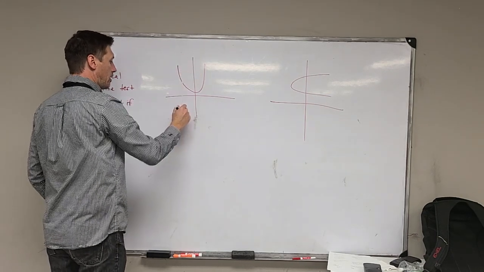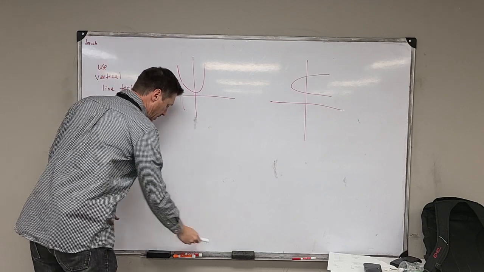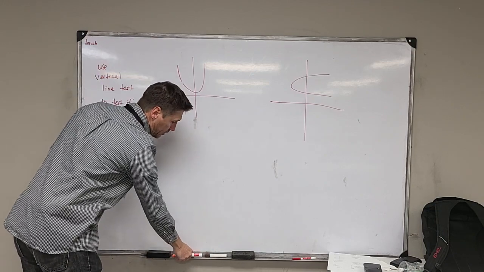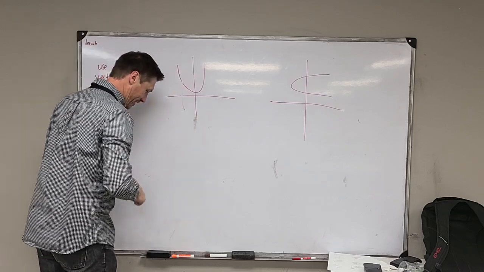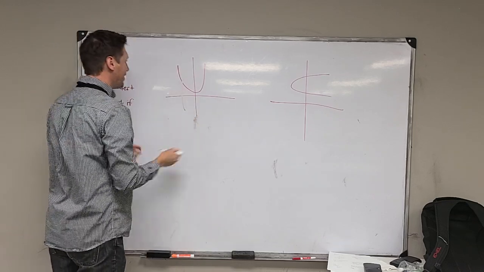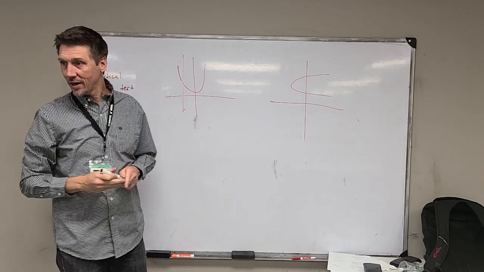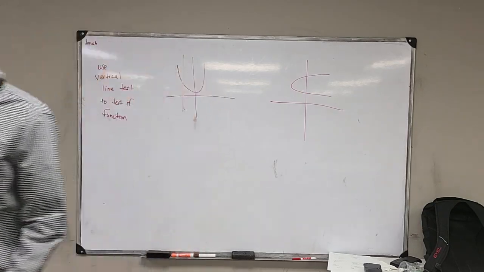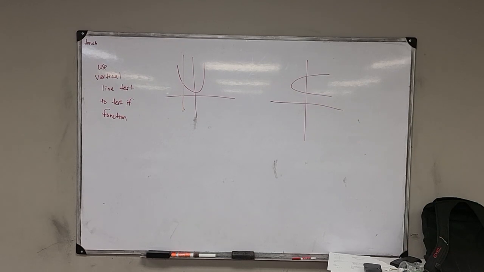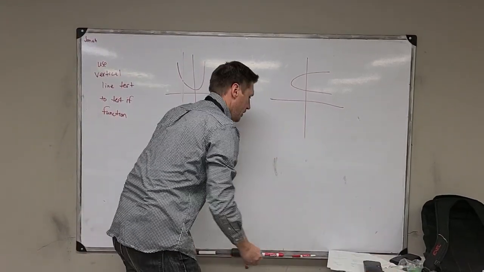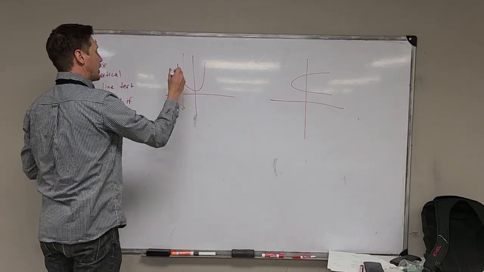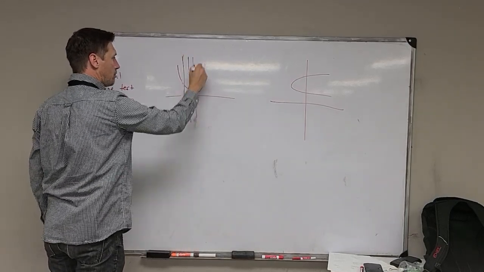So is there anywhere that I could draw a vertical line here for this one? That one doesn't work either. Is there anywhere I could draw a vertical line? That one barely works. Let me grab the marker I've got over here. Oh, here's the other one. Here's the one I was using. Is there anywhere on this graph that I could draw a vertical line and it would go through more than one point?